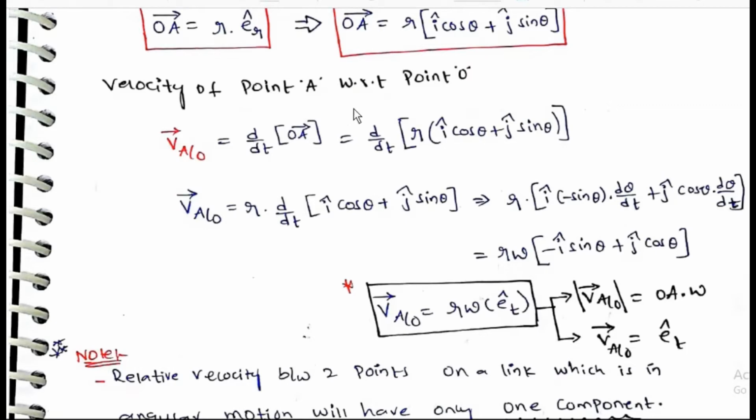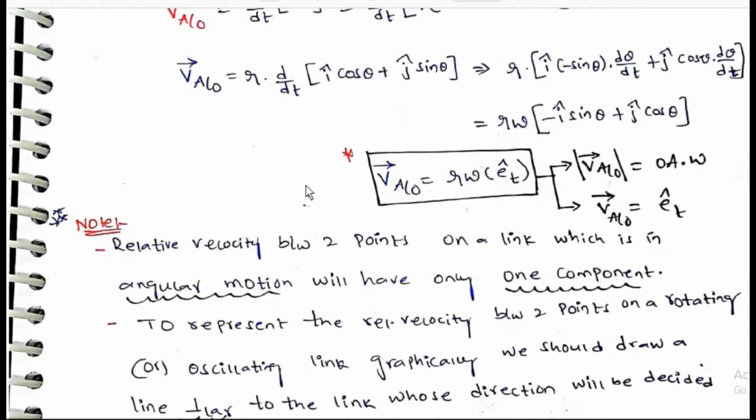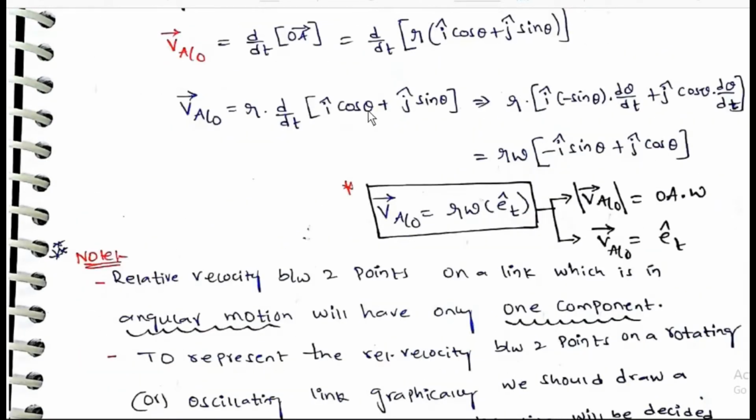Velocity of point A with respect to point O. VA by O is equal to d by dt of OA bar, which is d by dt of R (i cap cos theta plus j cap sin theta). So VA by O is equal to R d by dt of (i cap cos theta plus j cap sin theta), which is R times (i cap times minus sin theta d theta by dt plus j cap cos theta d theta by dt). D theta by dt we can write as omega, so it is R omega times (minus i cap sin theta plus j cap cos theta).